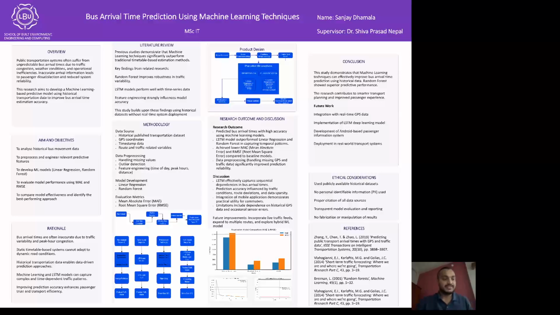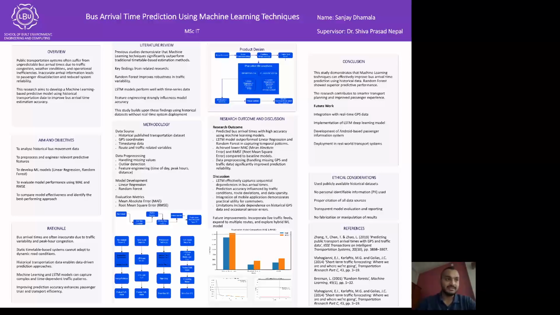So this research strictly followed ethical standards. Only publicly available historical data sets were used. No personal identifiable information was involved. All resources were properly cited and results were reported transparently.